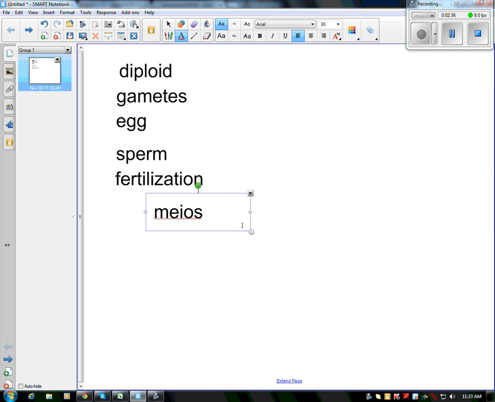Now meiosis. Look at all this vocab. Meiosis is basically the same thing as mitosis squared. So it goes through mitosis twice, almost. There's meiosis 1 and meiosis 2. This only occurs in the reproductive tissues of an organism, in the eggs and the sperm.